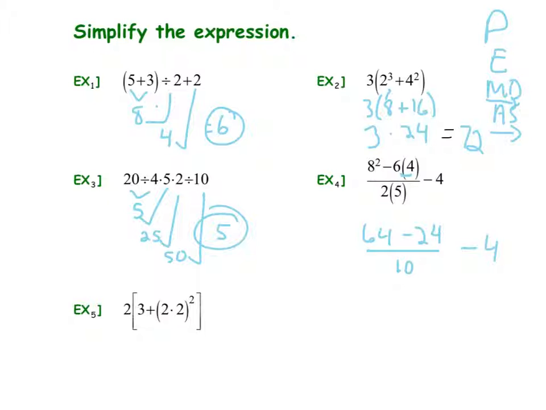So I simplify the top. 64 minus 24 would be 40. And 40 divided by 10 minus 4. So 4 minus 4 equals 0.